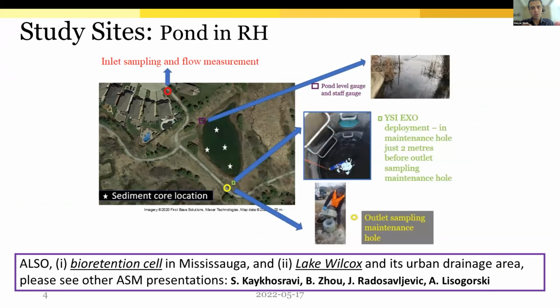We also monitored the stormwater pond in Richmond Hill, where we took water and suspended sediments from the inlet and outlet. We also took sediment cores from bottom sediments of the pond, and the idea is to analyze phosphorus cycling as water moves through the system and as sediment ages. There's also a bioretention cell in Mississauga, Lake Wilcox in Richmond Hill, which has an urban drainage area. So I recommend that you take a look at other presentations in the conference by our colleagues in the project.